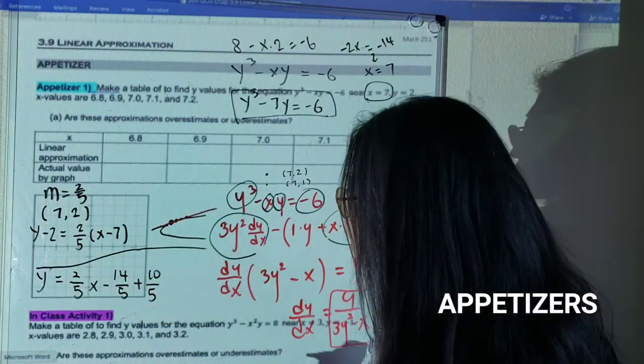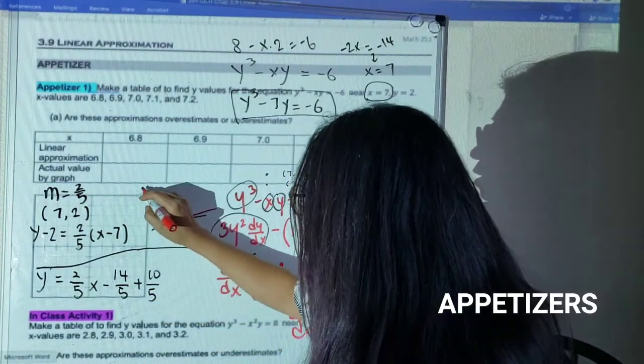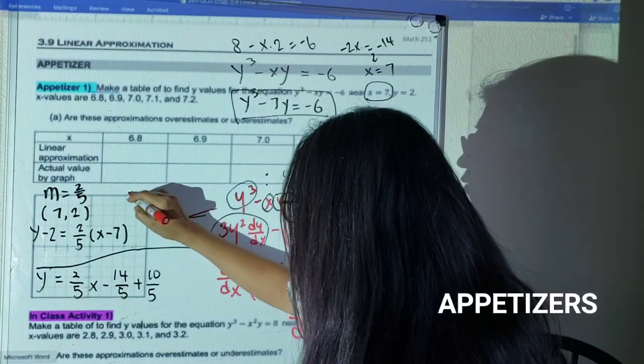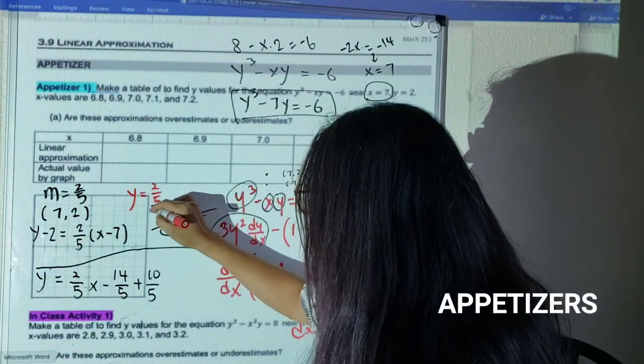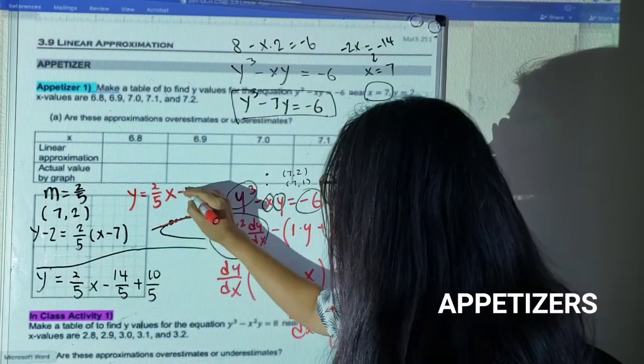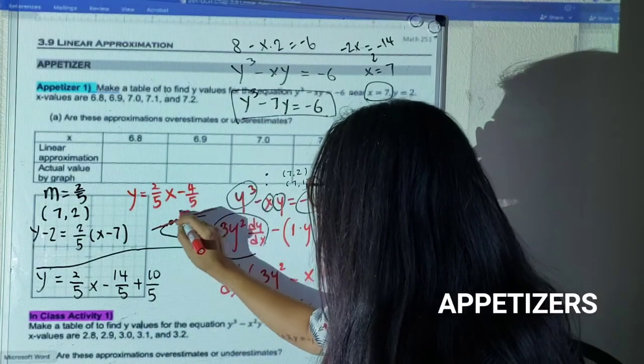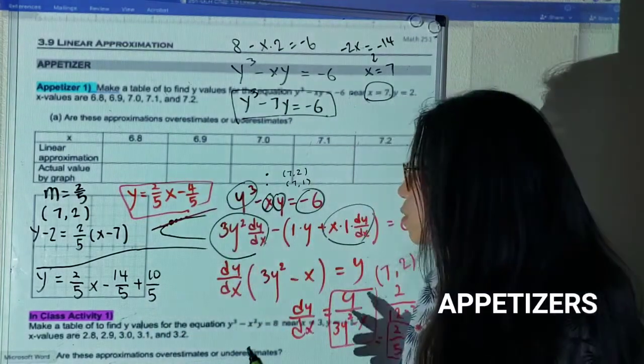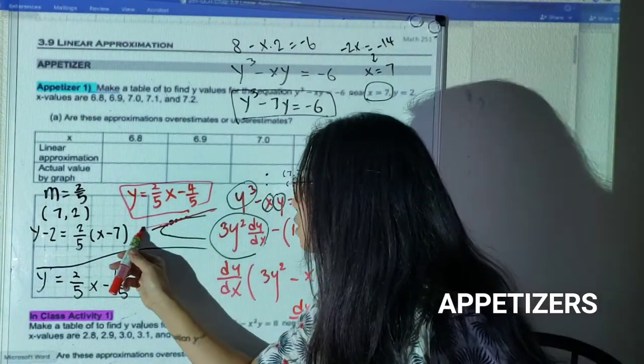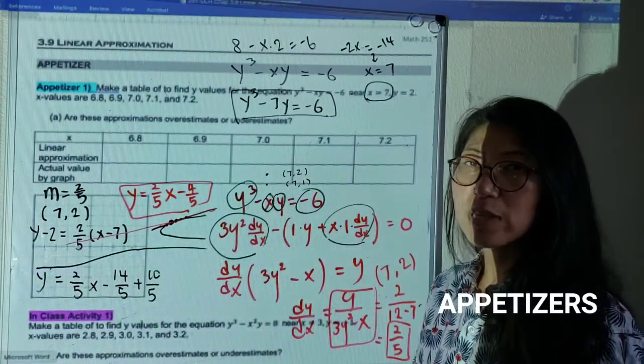So I found this line is going to be y is equal to 2/5 x minus 4/5. Yay! Does it kind of look like that to you? If you continue, do you think it's going to go over like that? Yeah, so that's what I'm saying.